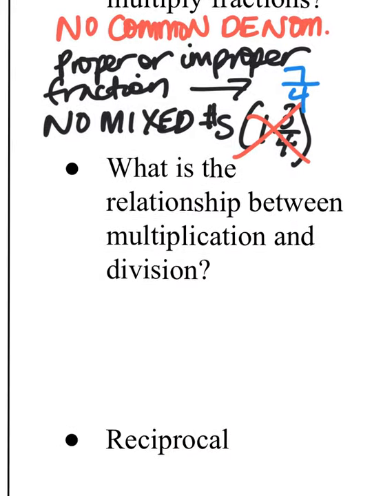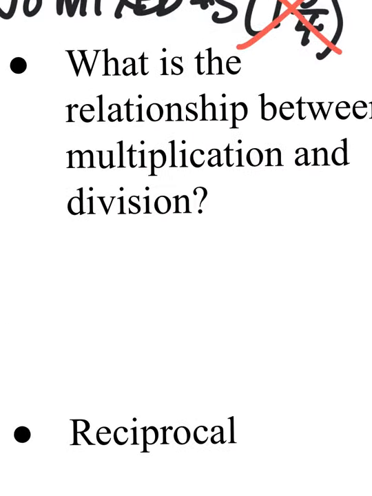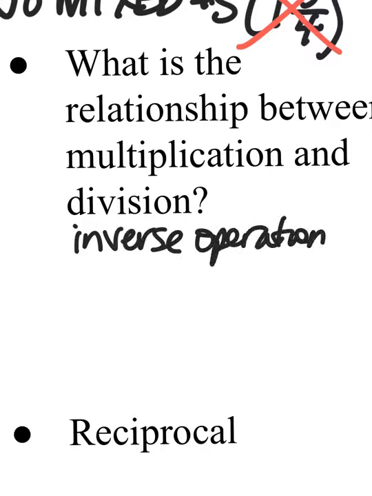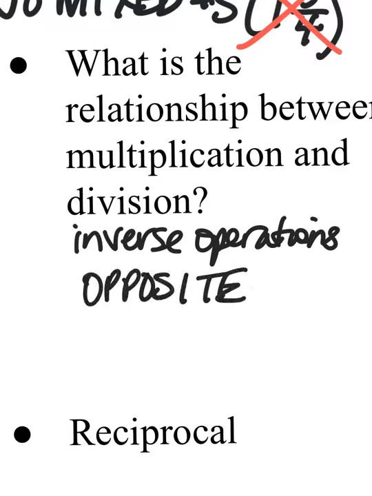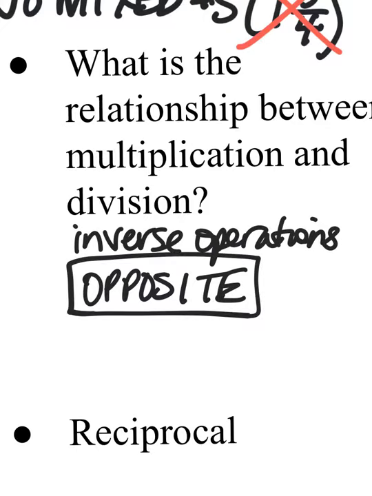All right, what is the relationship between multiplication and division? So they are inverse, what we call inverse operations. And there's a lot of those in math, okay? Adding, subtracting are the inverse of each other, multiplying, dividing, so they're basically the opposite of one another, okay? And opposite becomes a big word in algebra. We use it a lot, okay?